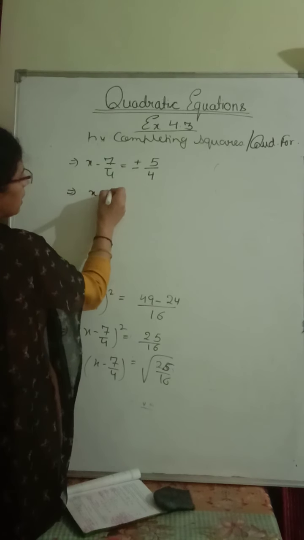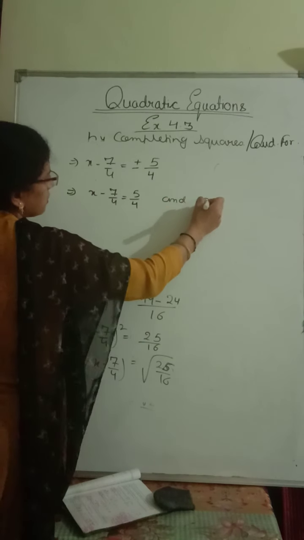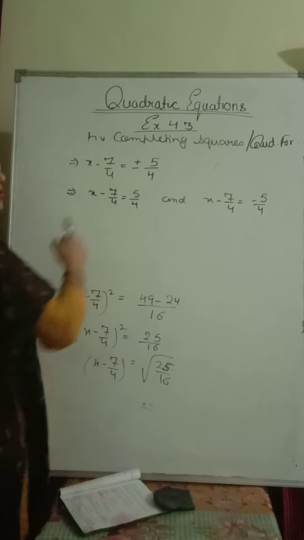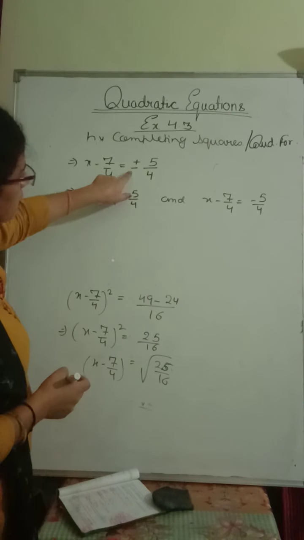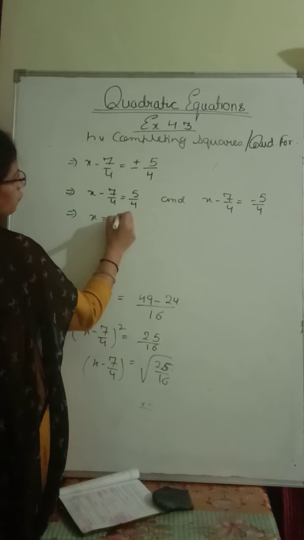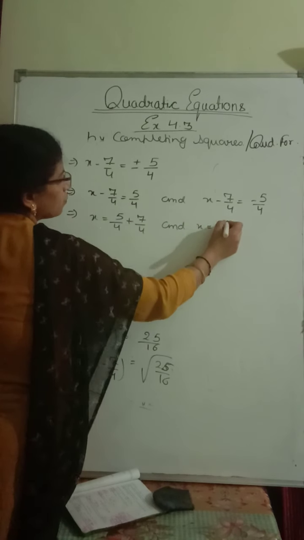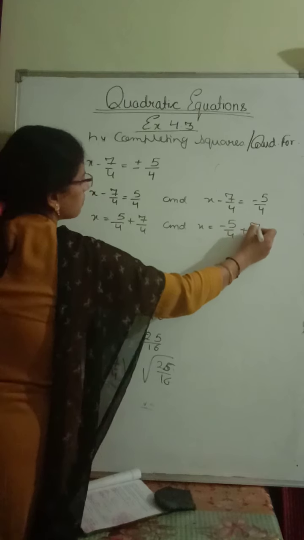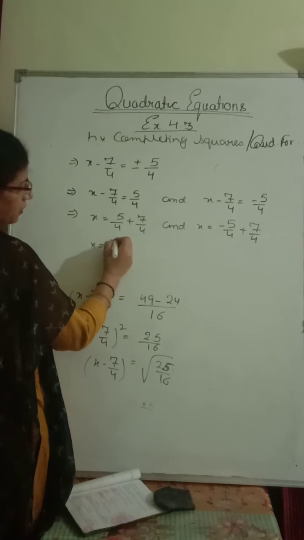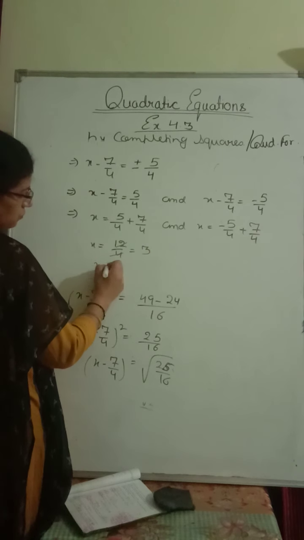So one equation will become x minus 7 upon 4 equals plus 5 upon 4, and x minus 7 upon 4 equals minus 5 upon 4. So we will get two equations from here. Find the value of x from both. x equals 5 upon 4 plus 7 upon 4, and x equals minus 5 upon 4 plus 7 upon 4. So we'll get x equals, LCM is same, so we can directly add the numerators: 12 upon 4. That means 4 3s are 12, cancel out 3 times. So x equals 3.